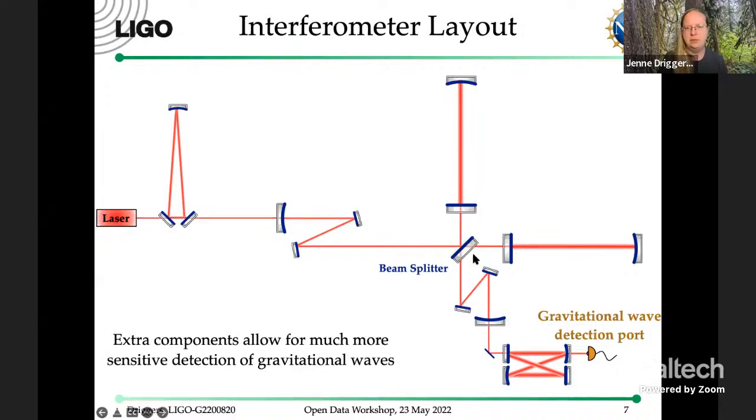The other big extra component here is a signal extraction mirror. And this mirror is used really to adjust the frequency dependence of our ability to detect the gravitational waves. This allows us to detect gravitational waves over a more broad frequency so that we'll be able to see more components of the astrophysical signal. And you'll hear more about the astrophysical signals themselves later. But this allows us to tune what frequencies we are sensitive to.